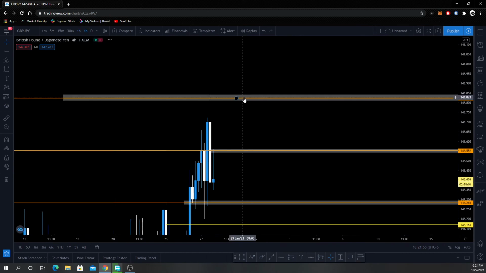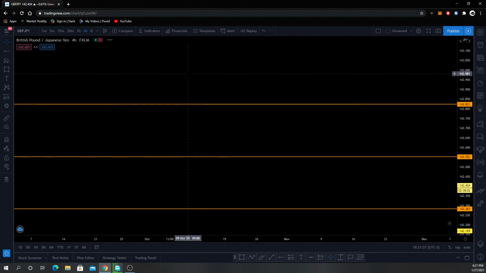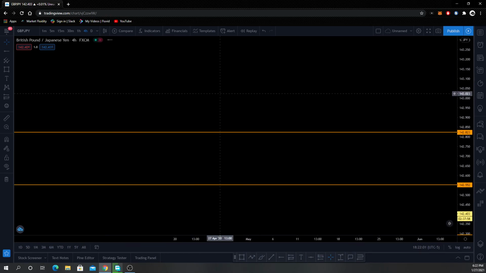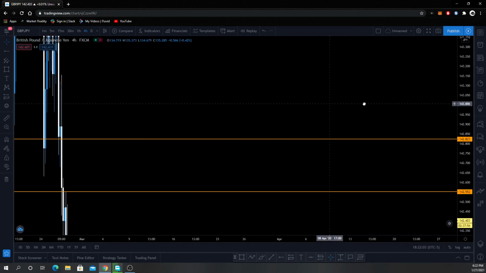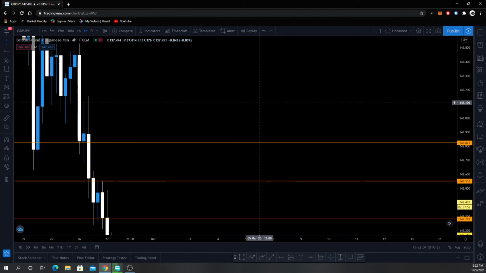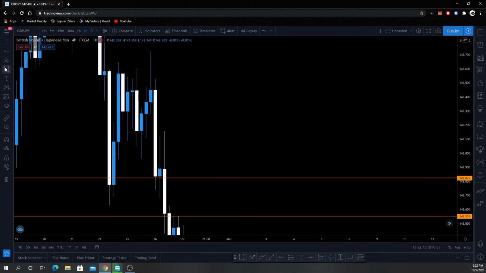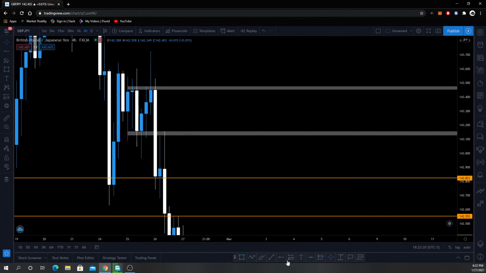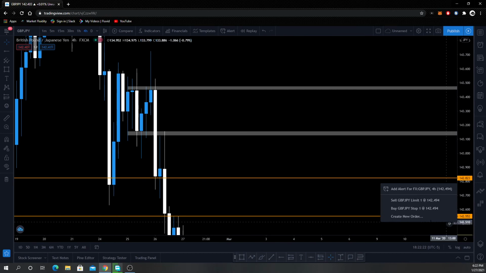If we go back to the 4H, we see that we passed that. Let's look more to the left. We are at this level. So the next two levels would be, first, over here, and the second should be right over here, right on top of it. Okay, let's go back.